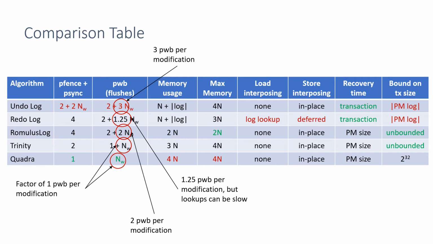For example, undo log and redo log have an amortized memory usage that's proportional to the size of the log of the transaction. But if you want to do a transaction that goes over a significant amount of your whole data in persistent memory, then you need a log that covers all of that data, and so in the end you end up needing a maximum memory size, which is 4n or 3n, depending on the amplification of the log.